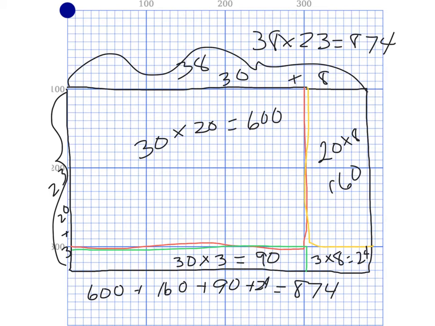Creating a model is one way to solve a multiplication problem, but it is probably not the most efficient. So let's take our knowledge of this model to explore some different ways that we can multiply two-digit numbers by two-digit numbers.